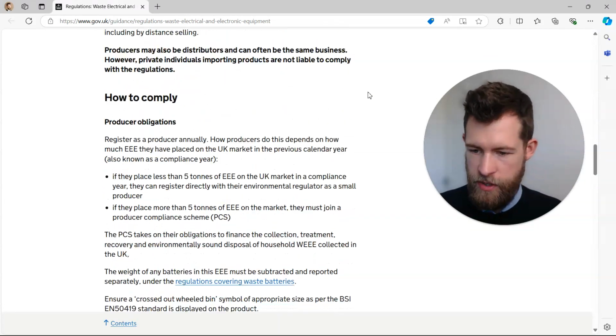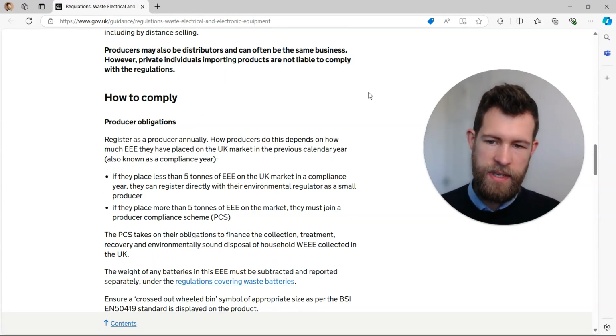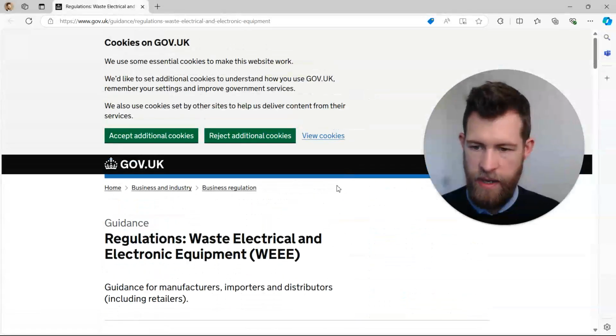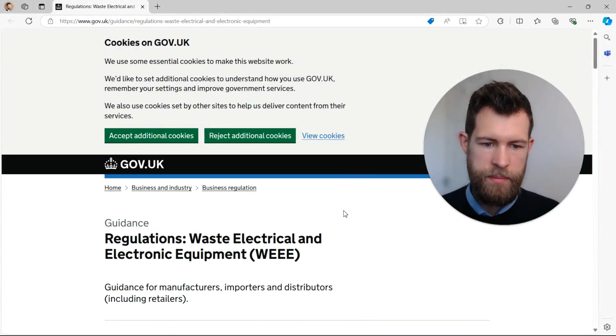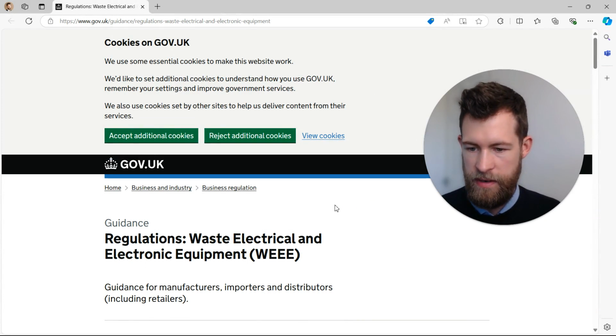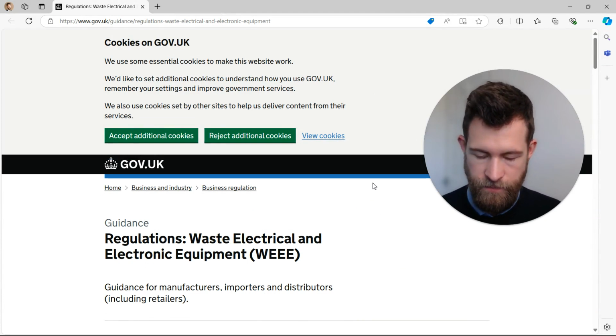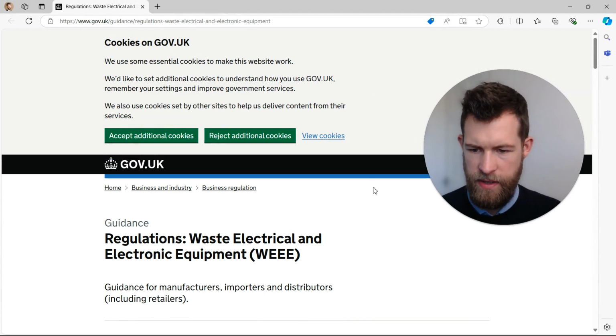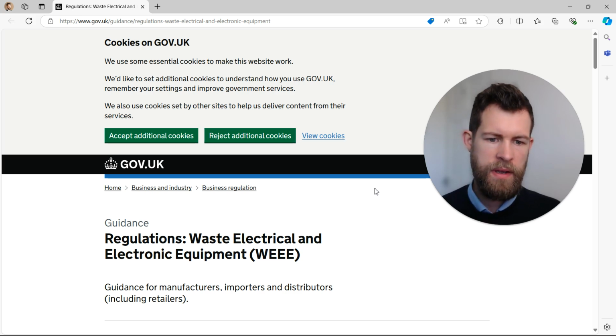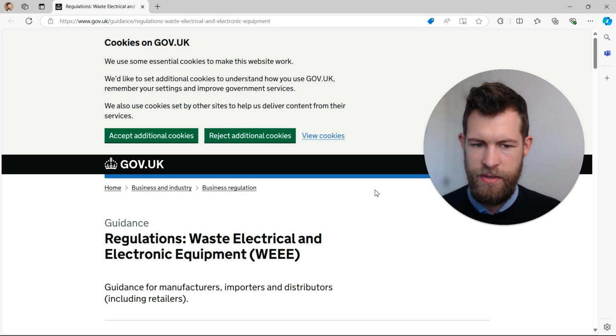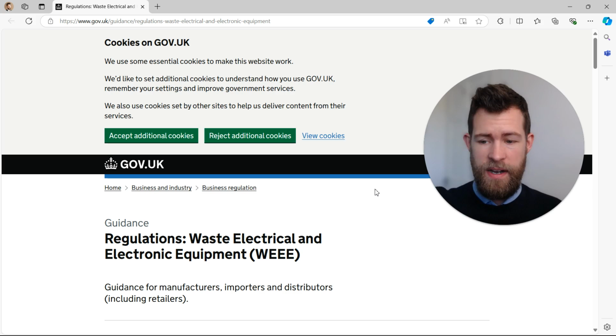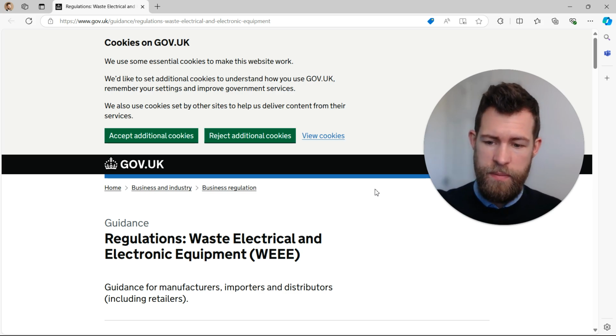So for more information on producer compliance schemes and WEEE and compliance in the UK, I would recommend going to the Gov website and seeking that information out and finding a PCS scheme. There are plenty of providers out there. There's a list on the Gov website, engaging with them and ensuring compliance to the requirements. Now, I hope that's been a helpful brief insight into the scope of RoHS and WEEE and what those mean.